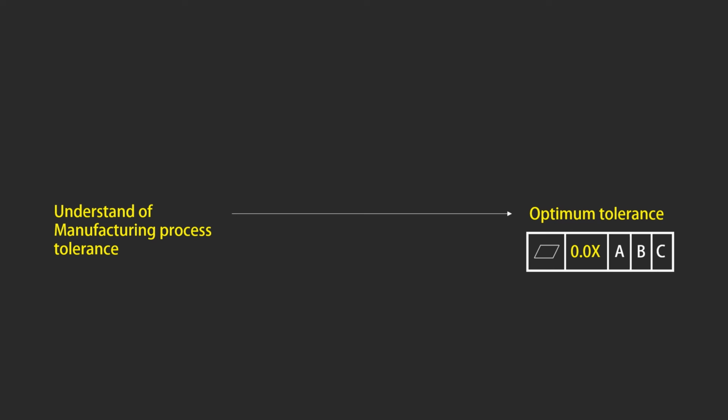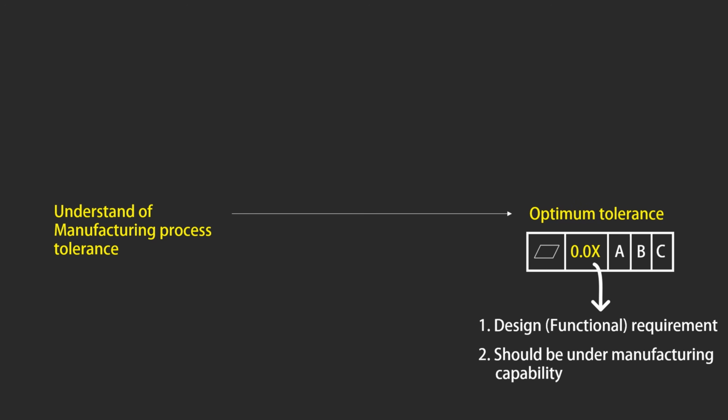Also, deeply understanding the manufacturing process tolerance allows you to apply optimum tolerance over the dimension, because how much tolerance we apply depends on the design requirement, but it should also be under the manufacturing capability and should also be possible to inspect. Otherwise, the part will not be manufactured, or if manufactured, the cost would be too much.